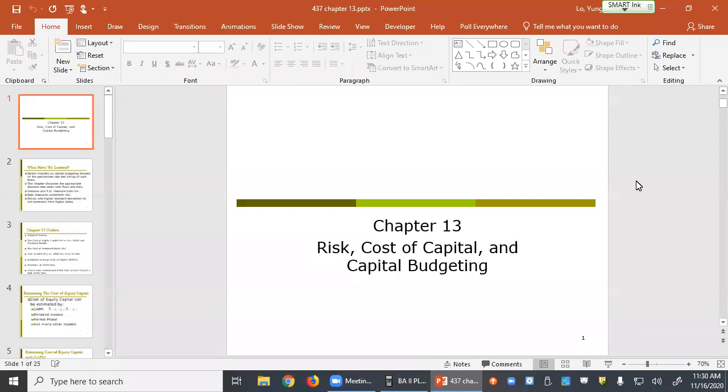Okay, so we'll get started on chapter 13. Mathematically, there's a lot of review from Finance 330, and it is a simple chapter. However, there's a lot of details that will help you to execute the actual calculation when everything's applied to the real world scenario. So what are we going to talk about in chapter 13?